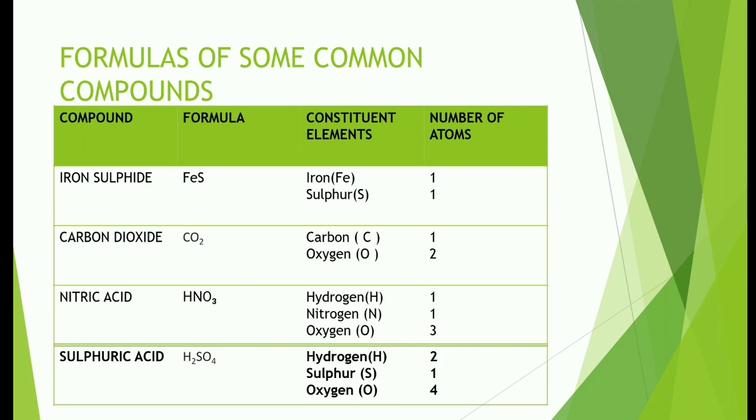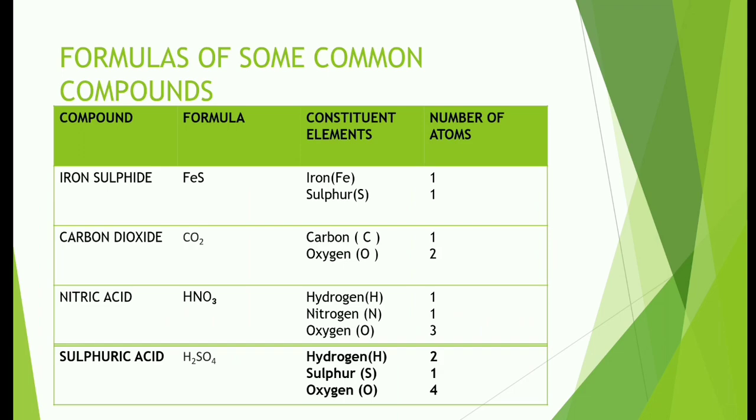Now in this table we will see some common compounds, the formula of those compounds, the constituent elements of those compounds, and the number of atoms in those elements. First compound is iron sulfide. The formula is FeS. The constituent elements are iron and sulfur. The number of atoms in iron is 1 and the number of atoms in sulfur is also 1.